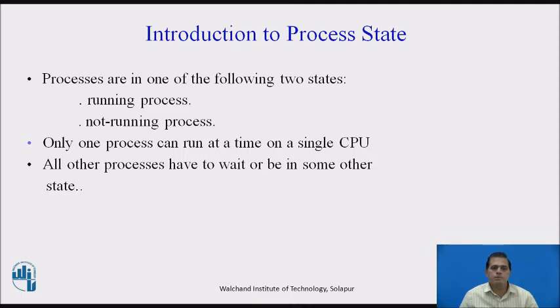If you want to run multiple processes on multiple cores of the CPU, the states have been defined in the different processes of the operating system. And here all other processes have to wait or be in some other state, because the system has to keep a queue for all the processes, and they have to wait and be ready for the other state of the running process.